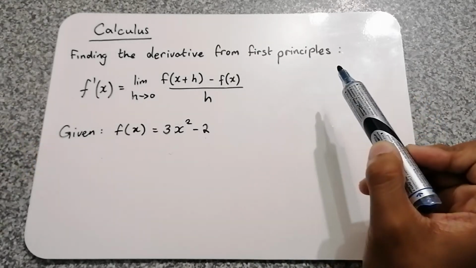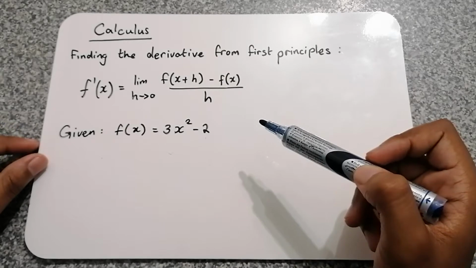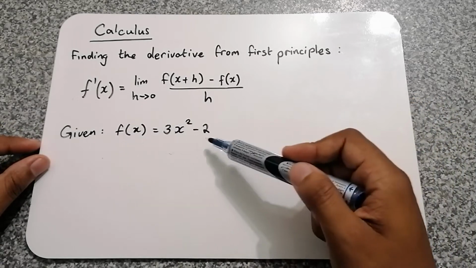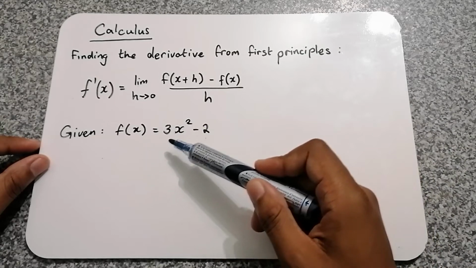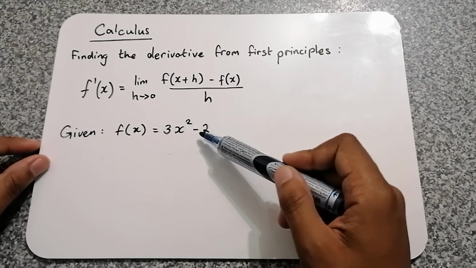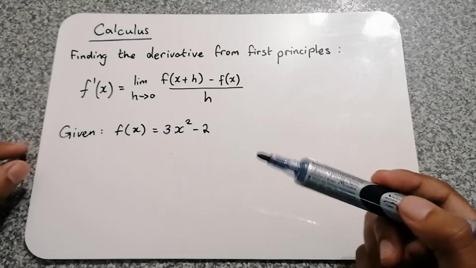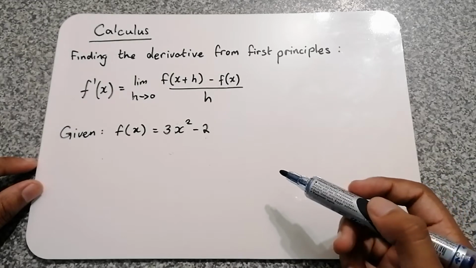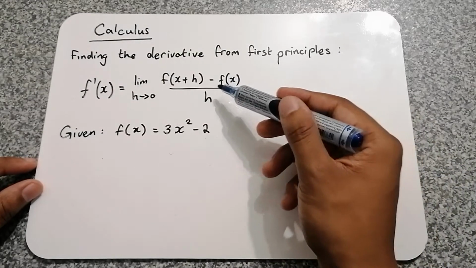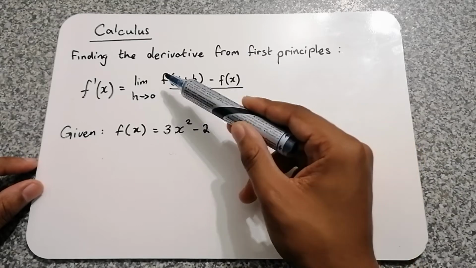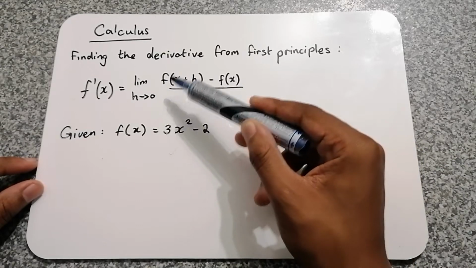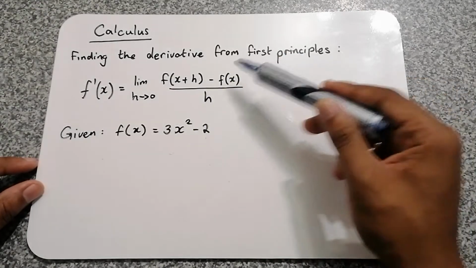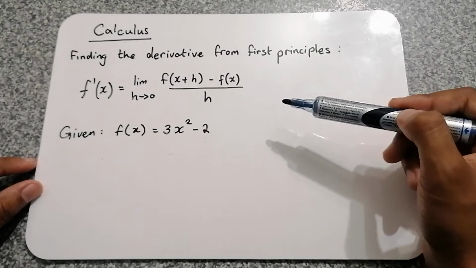So the derivative is basically just the gradient of a function, and this is what we're going to be determining for this function here. Given f(x) = 3x² - 2, we have to find the derivative for this function. Looking at the original formula of the derivative of f(x), we have the limit as h approaches 0 of [f(x + h) - f(x)] divided by h, which will give us the derivative of the function.